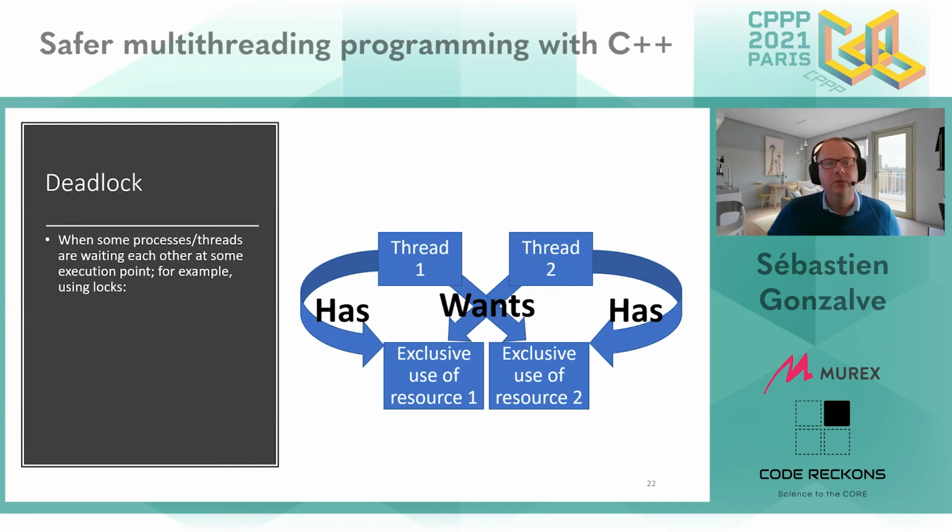So here I just want to insist on what a deadlock is. Probably you already know it, but it's worth explaining again. A deadlock happens when there are many threads, and some threads want to access in an exclusive manner resources that are taken in an exclusive manner by another thread. So here is the example. Thread 1 has an exclusive access on resource 1. Thread 2 has an exclusive use of resource 2. And thread 1 wants 2 and thread 2 wants 1.